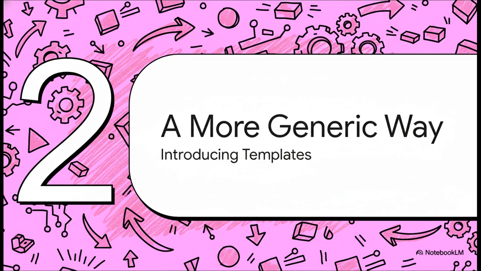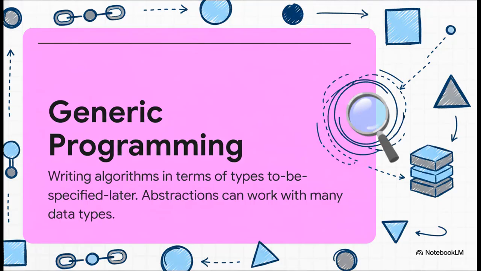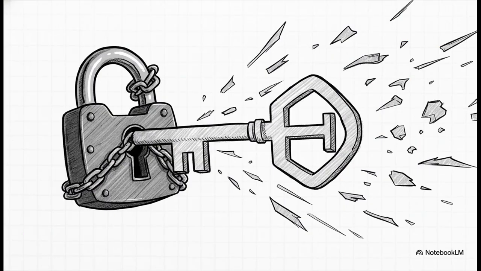Let's talk about a more generic way to think about this. The whole solution is wrapped up in this idea called generic programming. And the concept? It's actually pretty simple, but it is so powerful. We write our code, our algorithms, in terms of types that are to be specified later. This lets us build these flexible blueprints that can work with all sorts of different data types. We're talking more reusable, more writable, and most important of all, way more maintainable code. And the magic wand C++ gives us to make all this happen is a special keyword you've probably seen floating around: template. This little word is the key that unlocks the entire world of generic programming in the language.